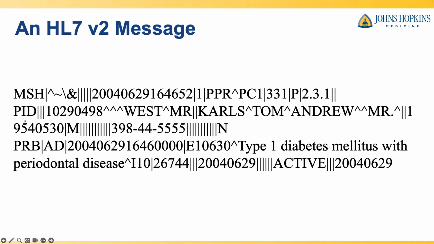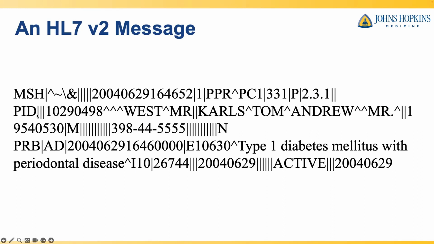So let's take a look at the patient ID segment. HL7 version 2 is made up of hats, which is this caret, and pipes, which is this line right here. And so, for example, patient identifier is PID element 3.